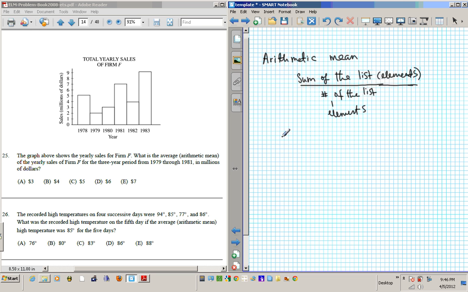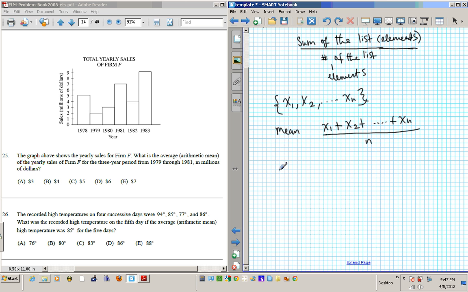Okay, so let's say you have a list of x1, x2, all the way to xn. Your mean is basically going to be the sum of all the elements, which is x1 plus x2 plus and so on, plus xn, divided by the total number of elements you have, which is n. That'll be your mean. Okay, so let's take a look here.